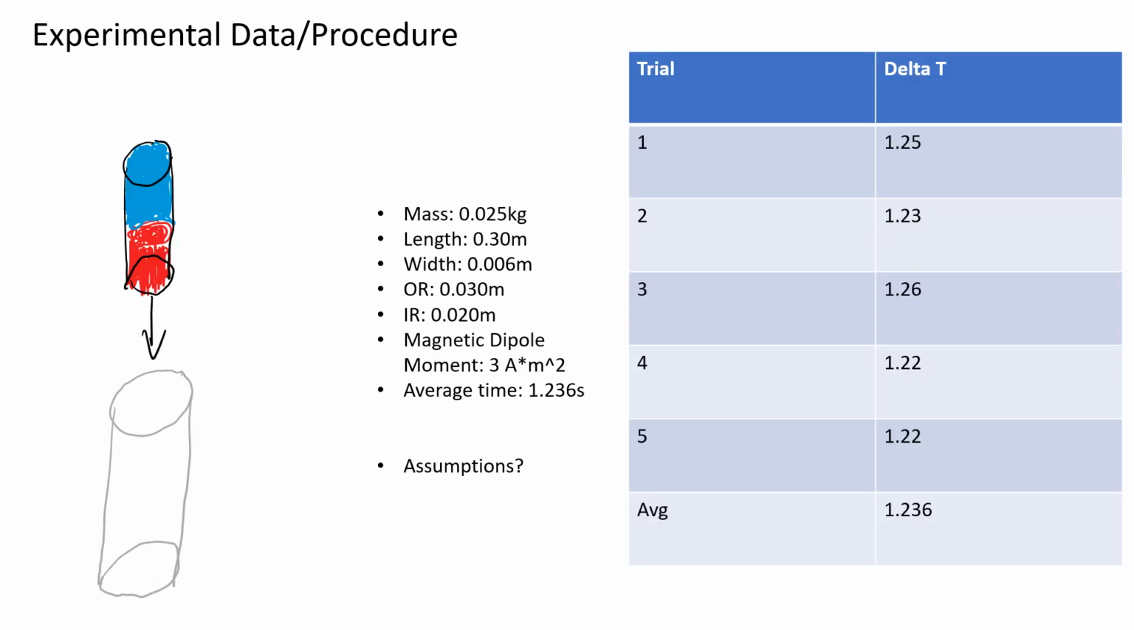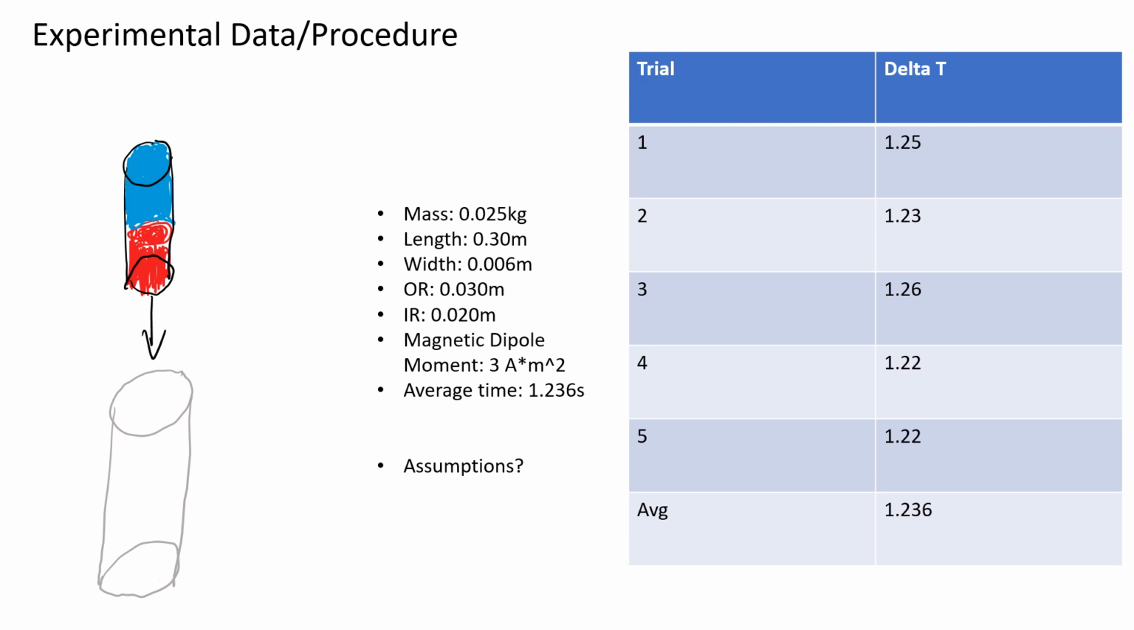So the experiment, the experimental data and the procedure. The procedure is a pretty simple one. I'll give you an illustration there on the left. You just drop a magnet through a rod, and I could get into it, but I won't. But the direction of the magnet doesn't really matter.